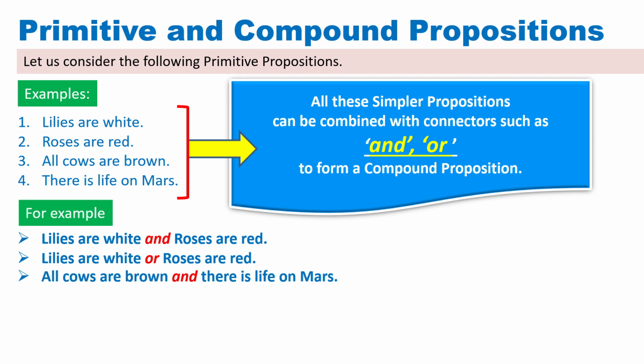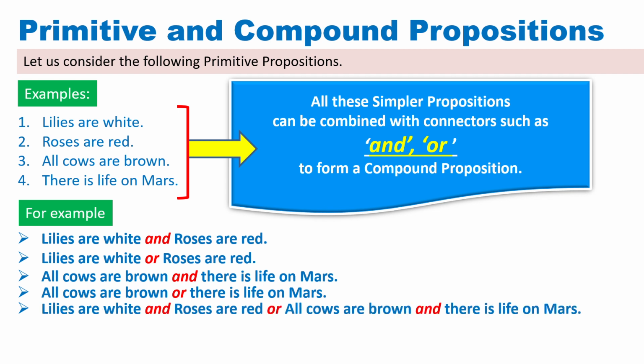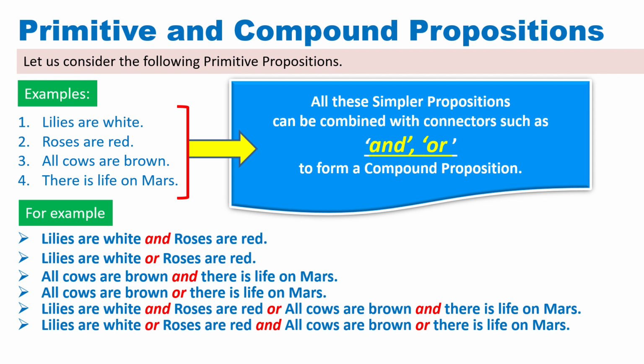All cows are brown and there is life on Mars. All cows are brown or there is life on Mars. Lilies are white and roses are red, or all cows are brown and there is life on Mars. Lilies are white or roses are red and all cows are brown or there is life on Mars. All these propositions are compound propositions because they can be broken down into further simpler propositions.